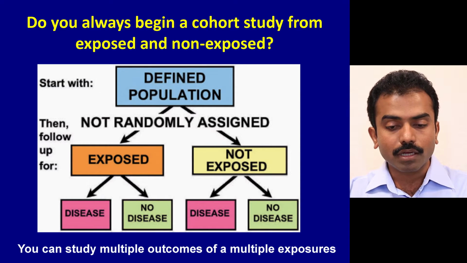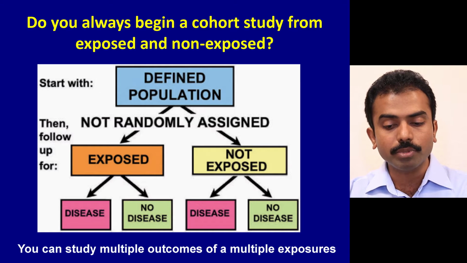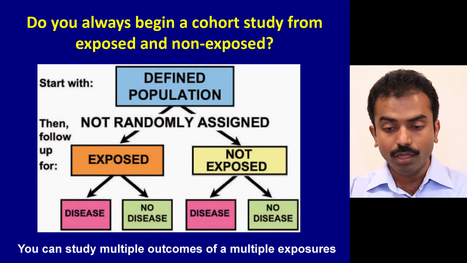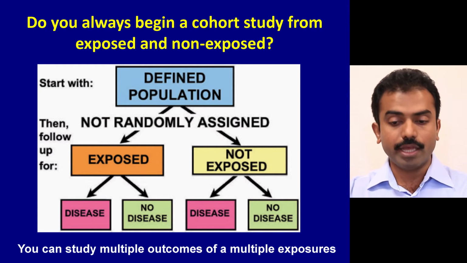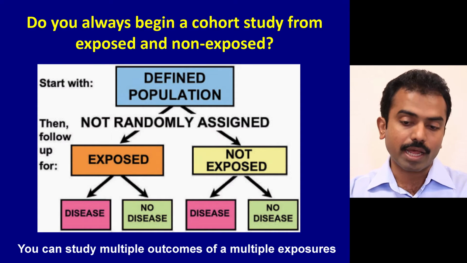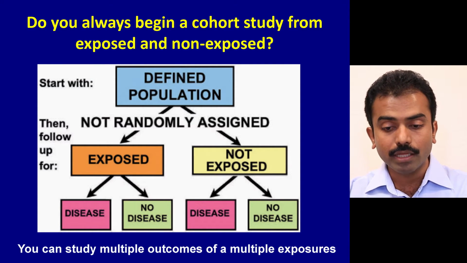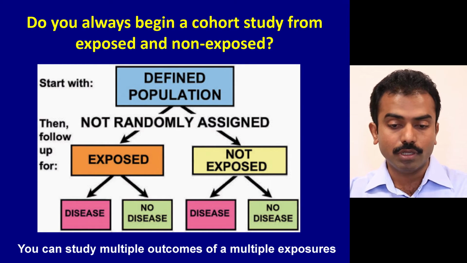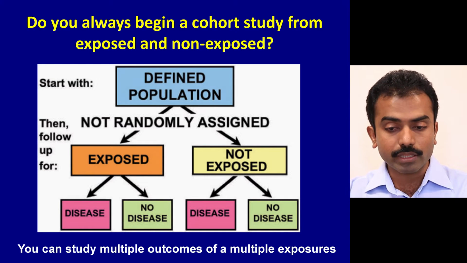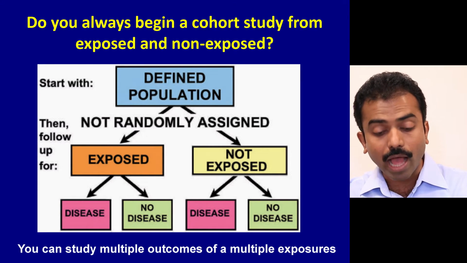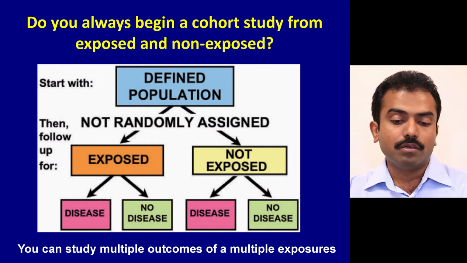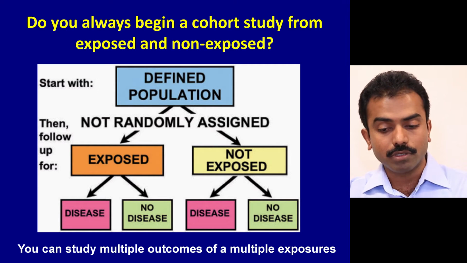And the reason why you do this is that it helps us to study multiple outcomes of multiple exposures, because once you define your population, you can also measure several exposures of interest at that point in time. And so you are developing several internal cohorts and then follow up to study several outcomes. So it is possible to put together a cohort based on some other criteria other than exposure, in which case it helps you understand multiple outcomes of multiple exposures.